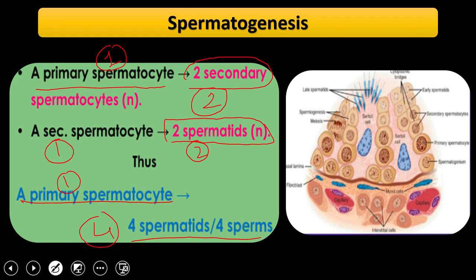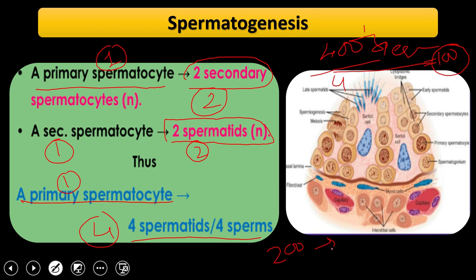In the NEET examination, questions are asked like: for the formation of 400 sperm cells, how many primary spermatocytes are required? We have to divide by 4. Ultimately, 100 primary spermatocytes give rise to 400 sperm cells. Or, how many secondary spermatocytes are required? We have to divide by 2. So 200 secondary spermatocytes lead to the formation of 400 sperm cells.